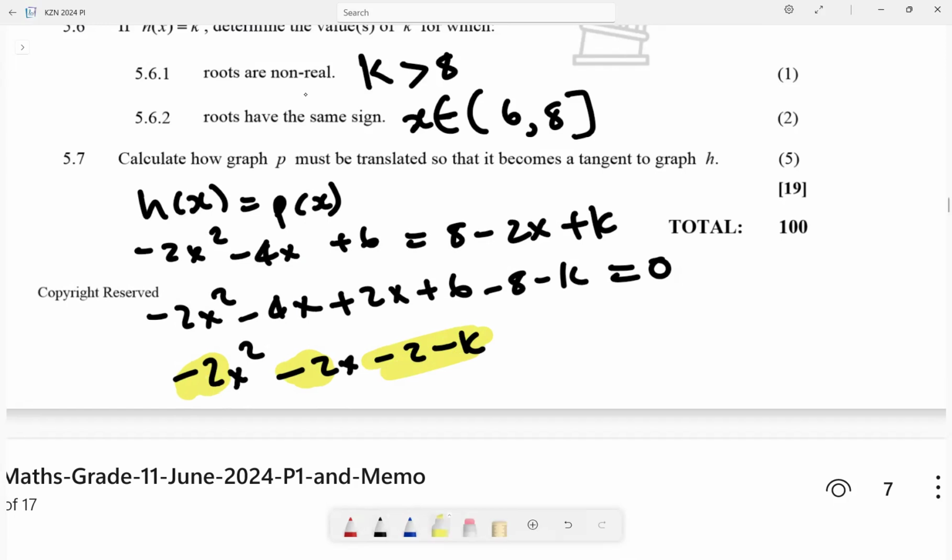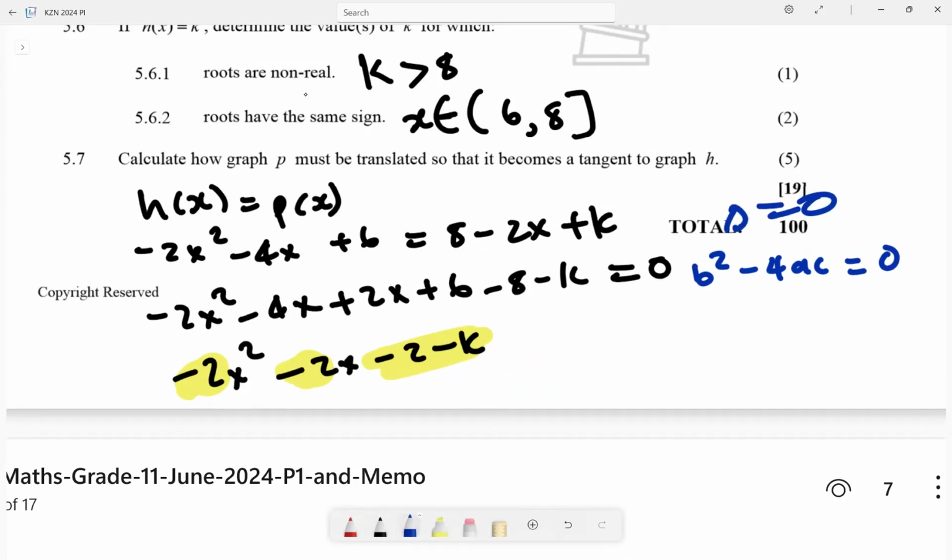So I want my discriminant to be equal to 0. This is where I'll get my tangent. So what is my discriminant? B squared minus 4ac. Let me write this: b squared minus 4ac is equal to 0. This is the same as saying the discriminant should be equal to 0.